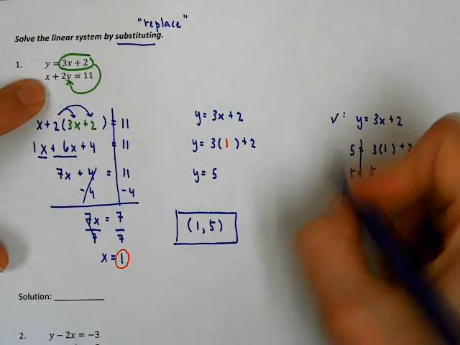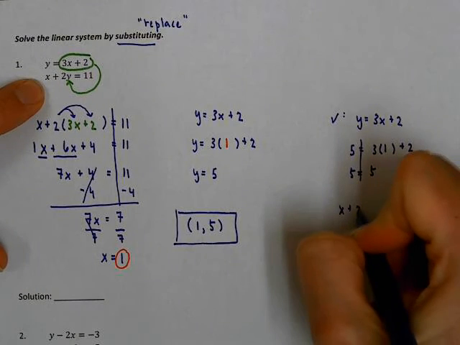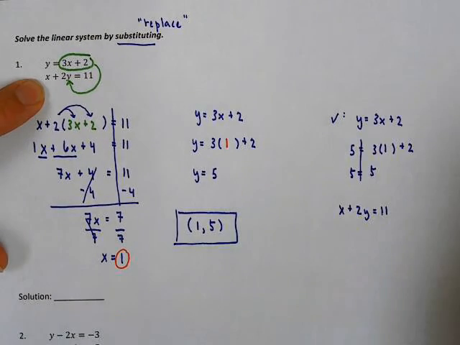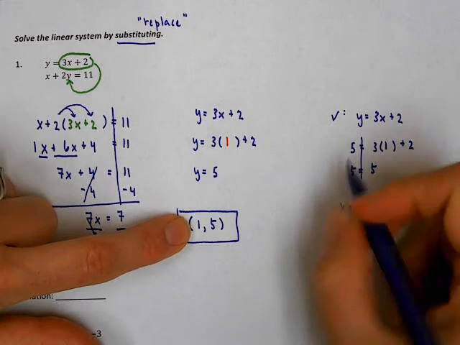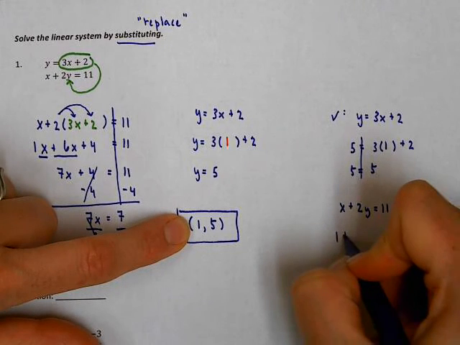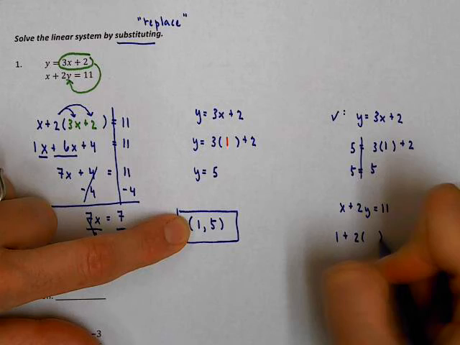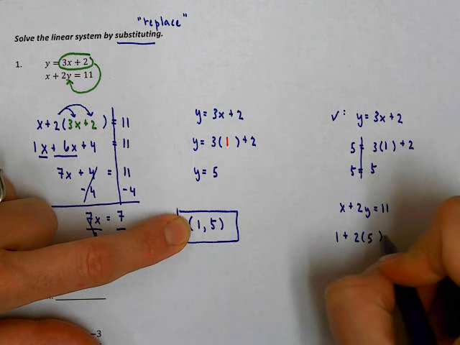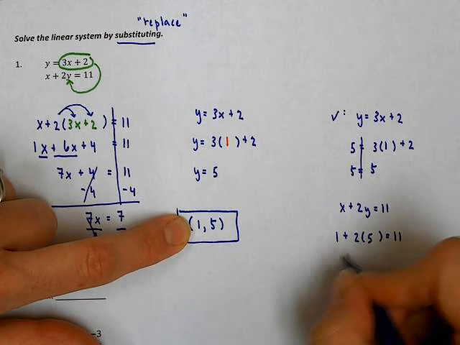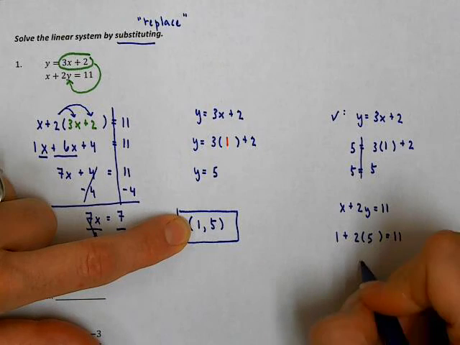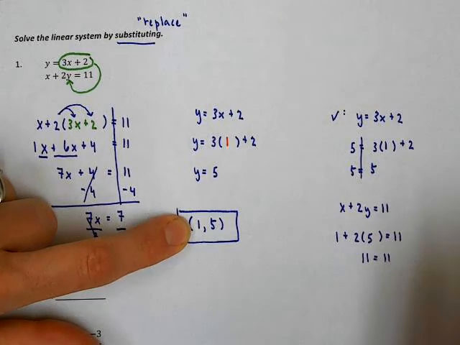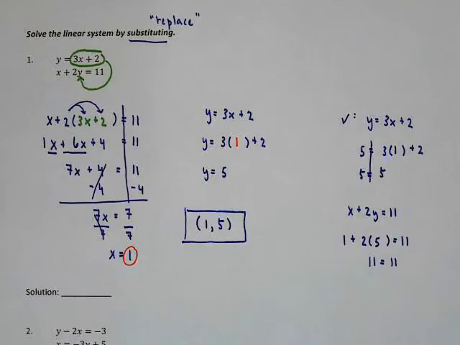My second equation was x plus 2y equals 11. So again, I'm going to go ahead and substitute. X is 1 plus 2 times the y coordinate was 5. So if I do 2 times 5 is 10 plus 1, I get 11 equals 11, and I know that I have the correct solution. So that is how we substitute.